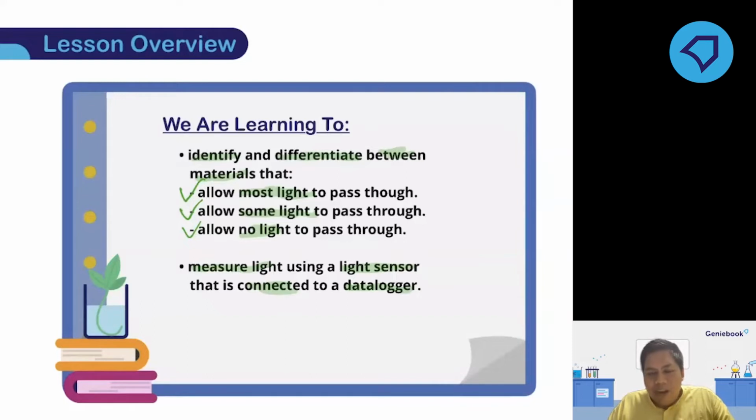So basically, we are looking at the different types of materials that either allow most light to pass through, allow some light to pass through, or allow no light to pass through. So 3 types. And then we are also looking at data loggers, which measure light using a light sensor. Let's move on to the next one.